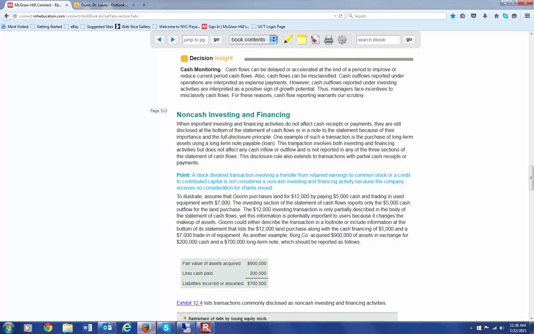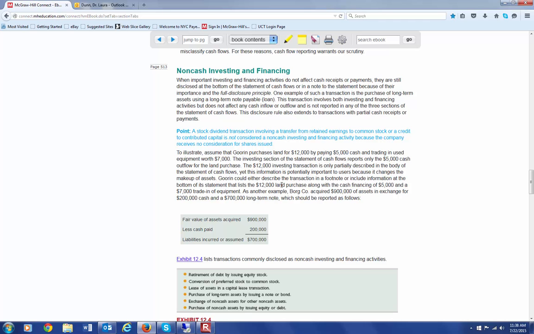Because let's say in this example, you purchase a long-term asset, but you do it by issuing a long-term note payable, so you get a loan to do it, there's no cash involved here. So that doesn't go on the cash flow statement, at least not in the sense of it showing cash in or out. But you disclose it by just explaining what you did and how it doesn't affect the cash inflow or outflow. And then they give you another example here.